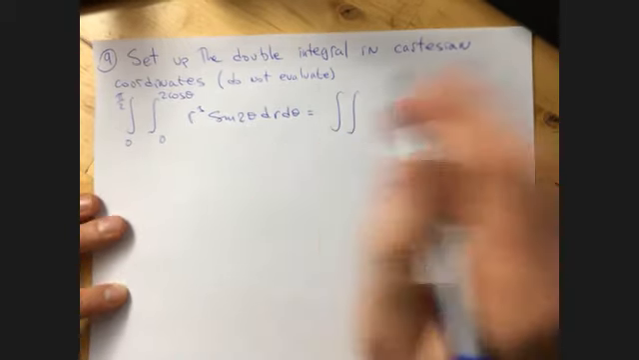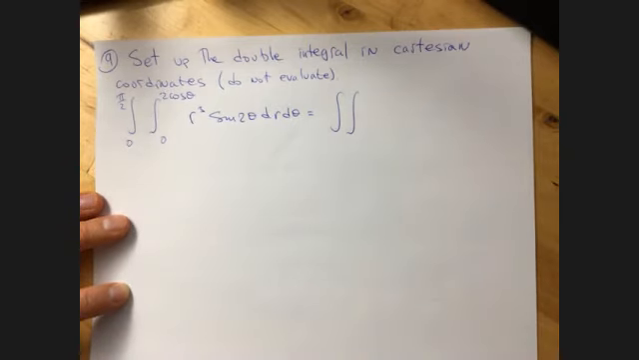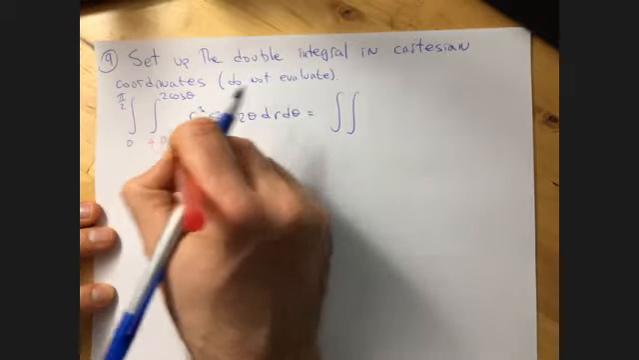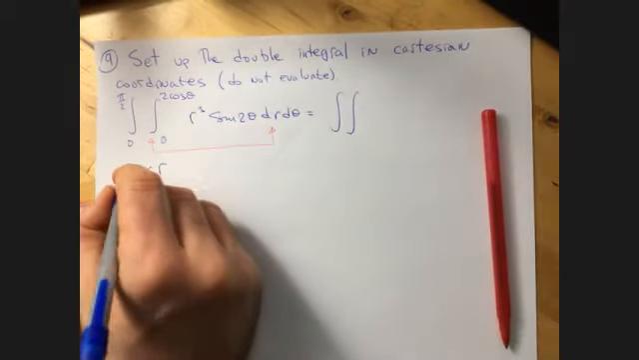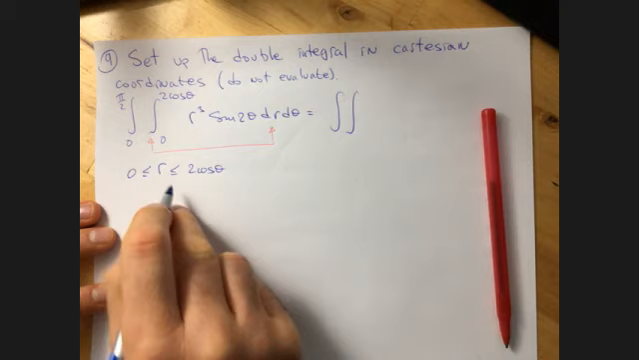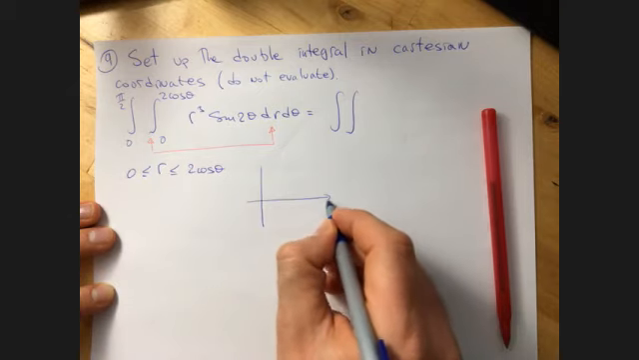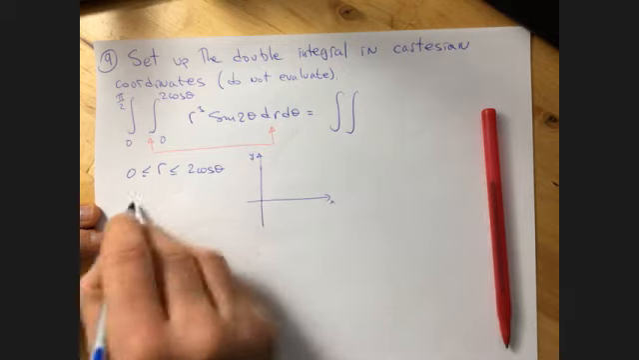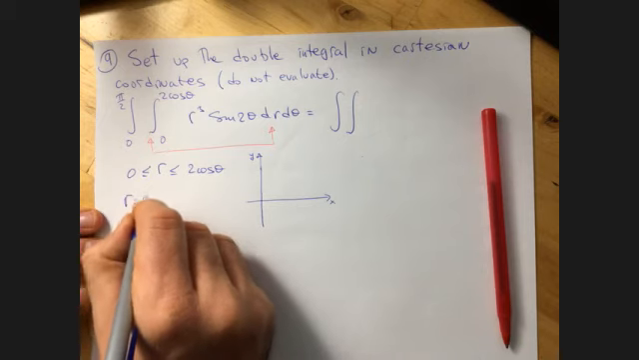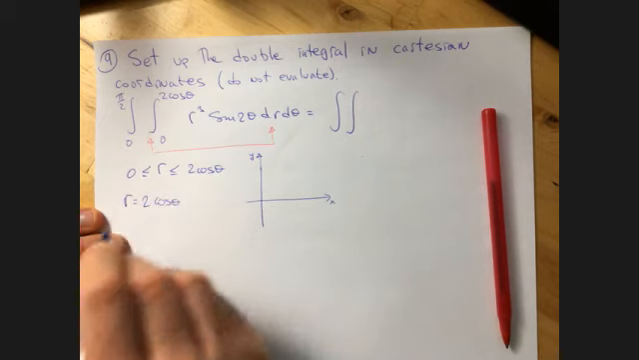Okay, so let's first deal with the bounds. What do we have here? R is bounded between 0 and 2 times cosine theta. So how is this going to look in the xy plane? Okay, so r is greater than 0, that's fine. I want to sketch r is equal to 2 cosine theta.